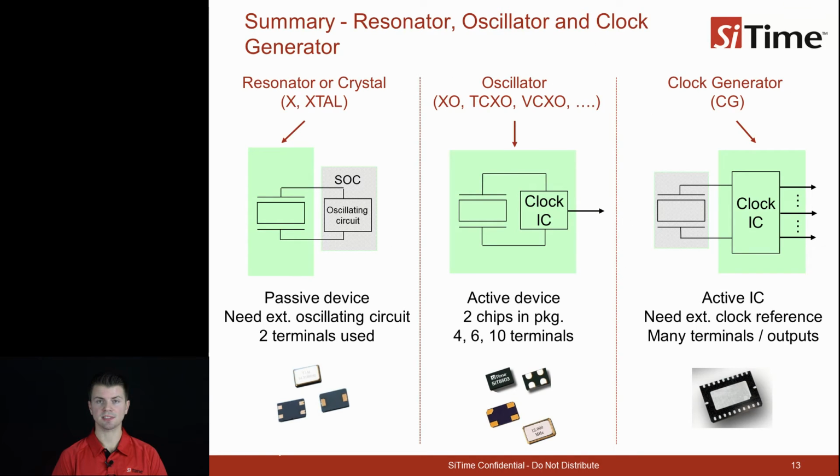This summary slide presents a simple summary of what we have discussed today. Crystals are passive devices which are used as a high Q reactive element in an oscillator circuit. Oscillators are active devices which combine all components needed for the oscillator circuit into one package: crystal resonator, amplifier, and passive components such as capacitors. Clock generators generally have multiple clock outputs generated by one or more PLLs. The oscillator or resonator is usually external.